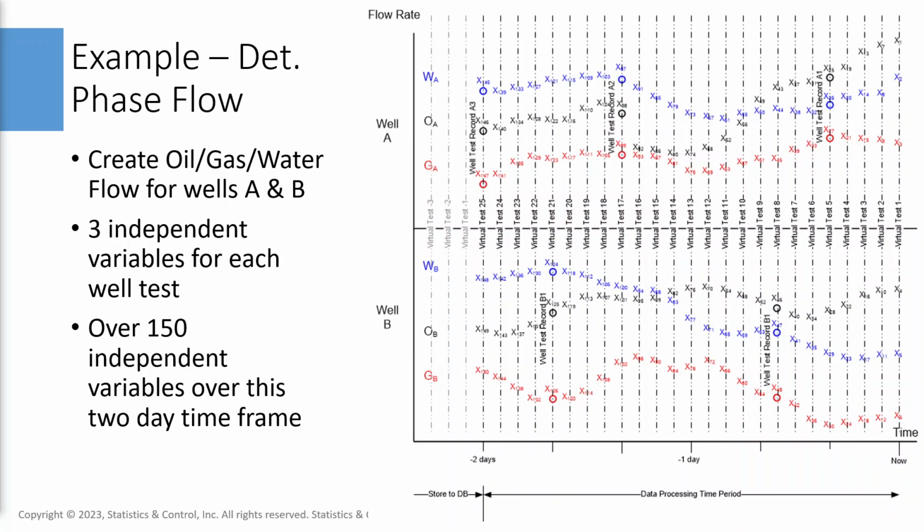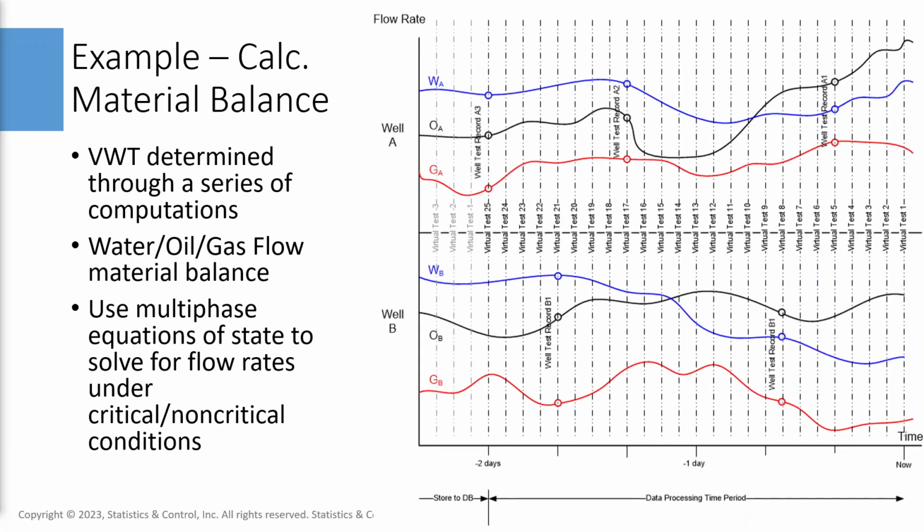These are 3 independent variables for each well test, and over 150 independent variables over just this 2-day time frame. So being able to solve that takes quite a lot of number crunching. The way that we do that is we base it off of material balance, where we have a series of computations, we balance the material, and then we use multi-phase equations of state to help solve for those flow rates under critical or non-critical conditions.